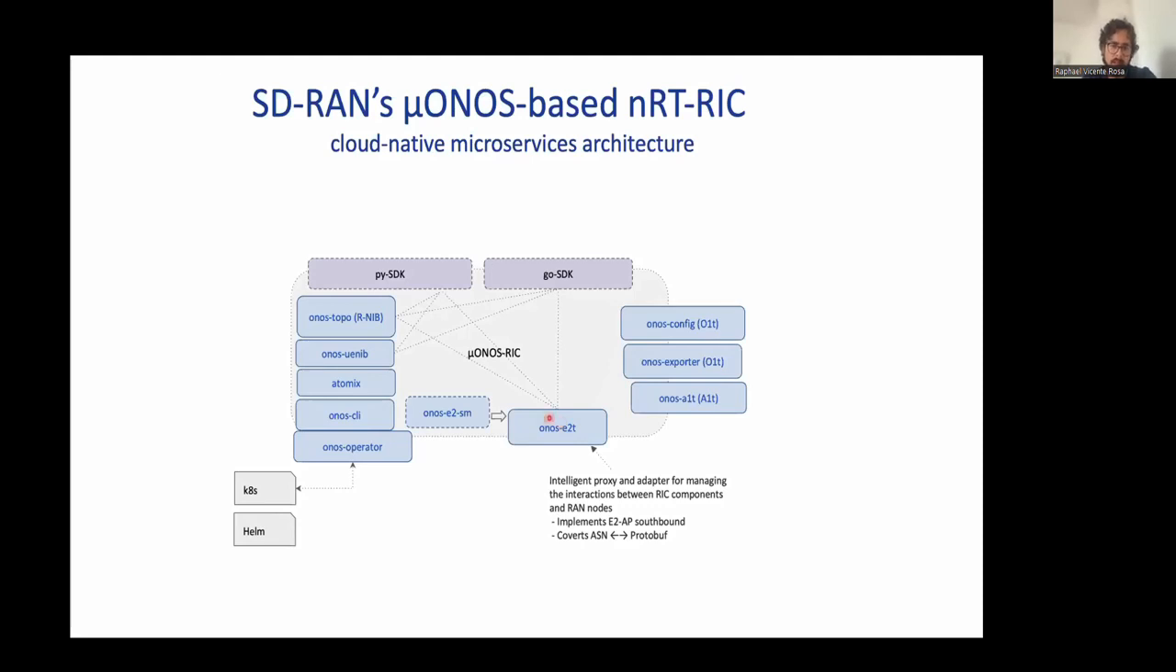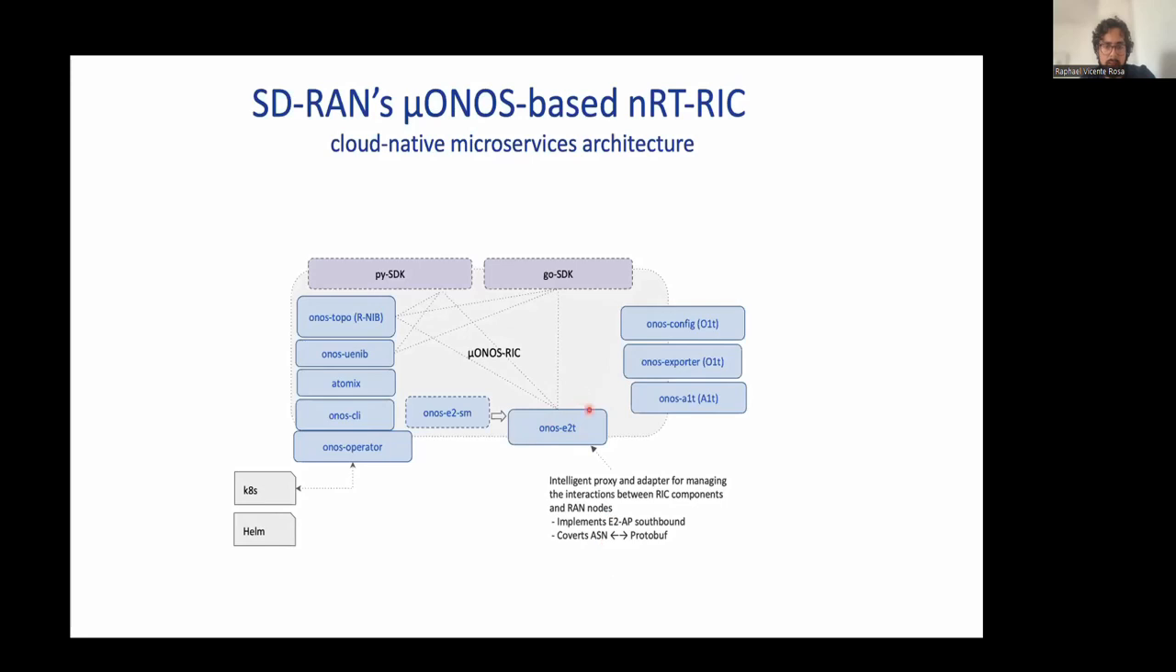Each one of these boxes is a microservice that can be deployed, for instance, in a Kubernetes cluster. And the ONOS E2T is the component that actually makes the conversation possible between the xApps and the E2 nodes.